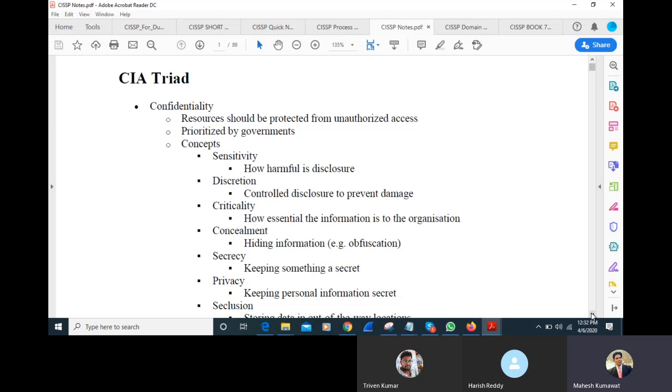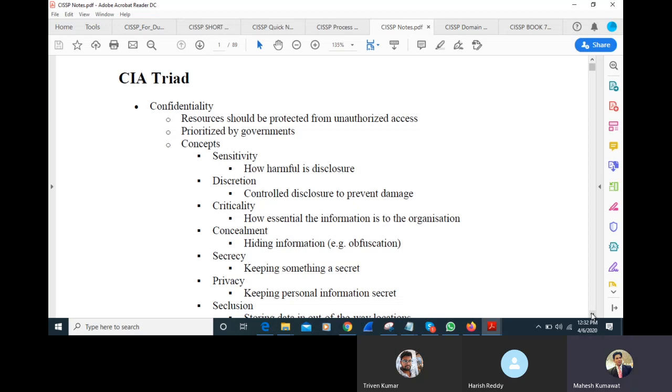So confidential resources should be protected from unauthorized access. This is prioritized by governments basically. The concept is basically sensitivity. What type of sensitivity your data has. So how harmful is disclosure? Suppose your national intelligence agencies have data. If the data is disclosed, then it's a very harmful disclosure. We control disclosure to prevent damage. Critically, how essential the information is to the organization.